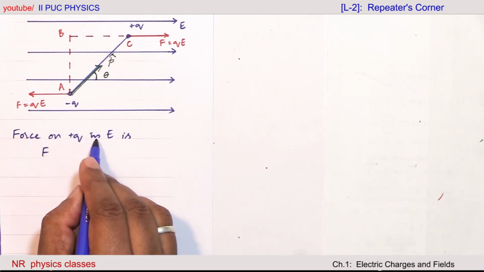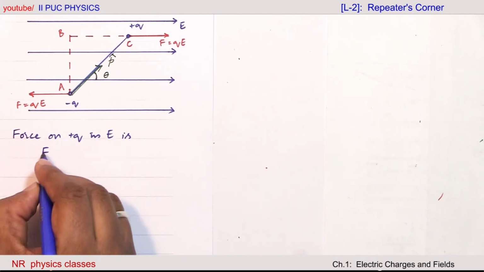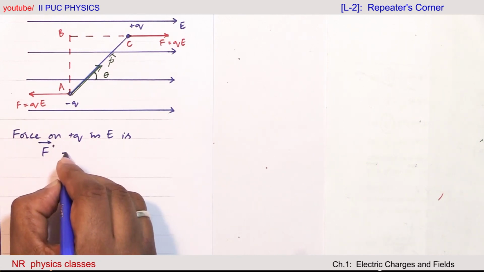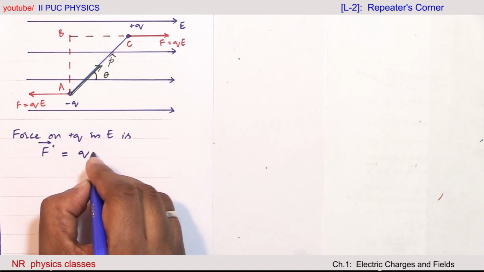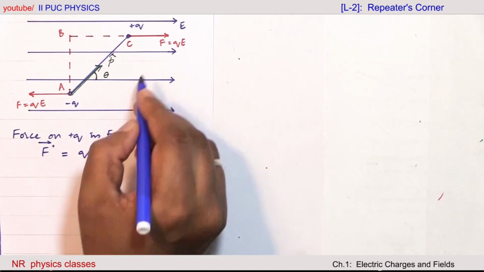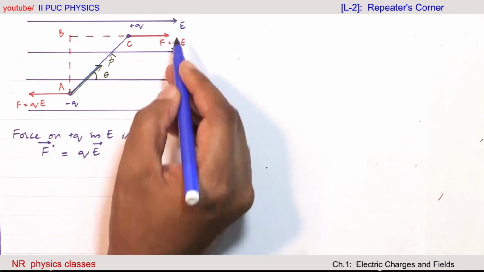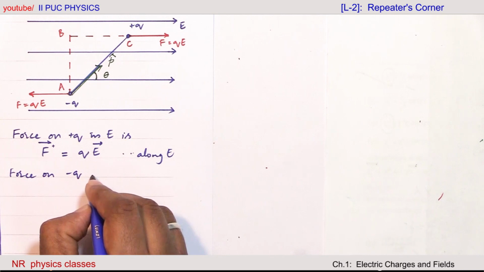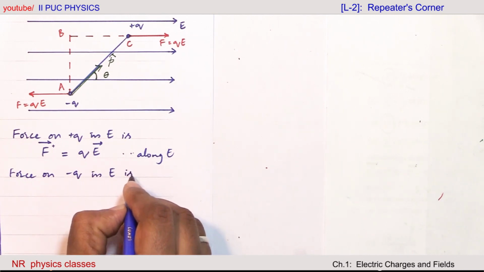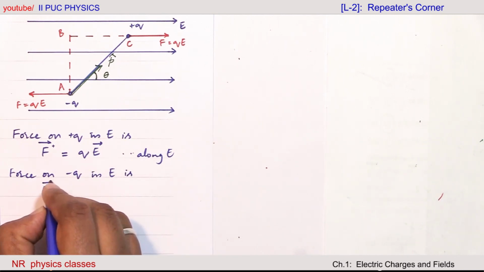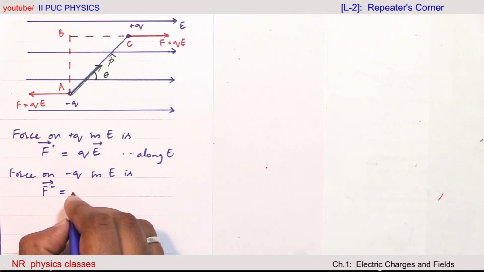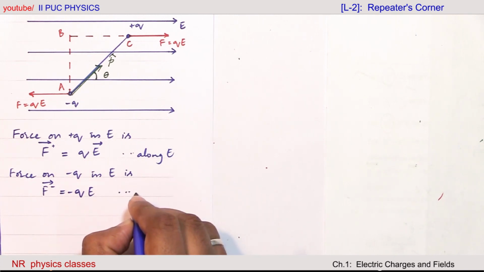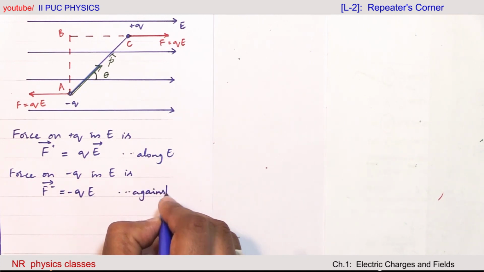Force on plus Q in electric field E is F due to positive charge equal to Q into E. The direction of this force is along E. Force on minus Q in electric field E is force due to minus charge, Q into E, against E.